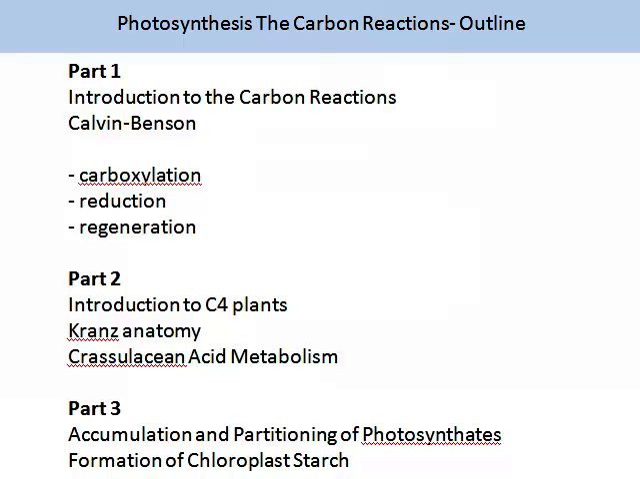We will be looking in some detail at the stages of the Calvin-Benson cycle: carboxylation, reduction and regeneration. In part 2, I will introduce C4 plants and the Kranz anatomy. This will be followed by an introduction and information on crassulacean acid metabolism, known as CAM plants. We will end this lecture with part 3, which will look at the accumulation and partitioning of photosynthates, and we will learn about the formation of sugars, starch and glucose.